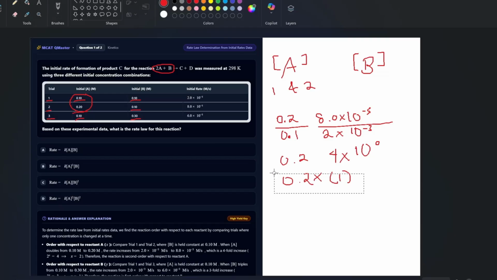Whoops, that was wrong. So now, this is 4 times 1. Oh, whoops. Yeah, we can do it like that. That's fine. 4 equals 2x.